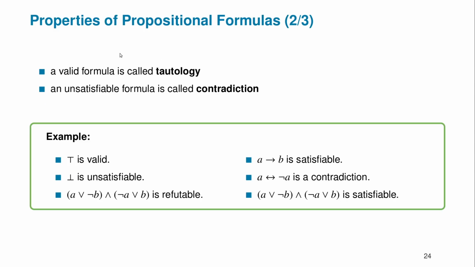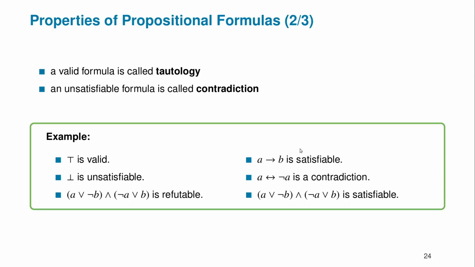Okay, then a formula that is valid is a tautology. So a valid formula is a formula for which all assignments are models, and this is called a tautology. An unsatisfiable formula is called a contradiction. Top is valid, bottom is unsatisfiable, A or not B and not A or B is refutable. A counter model would be, for example, setting A to false and B to true. Then this clause here is falsified.